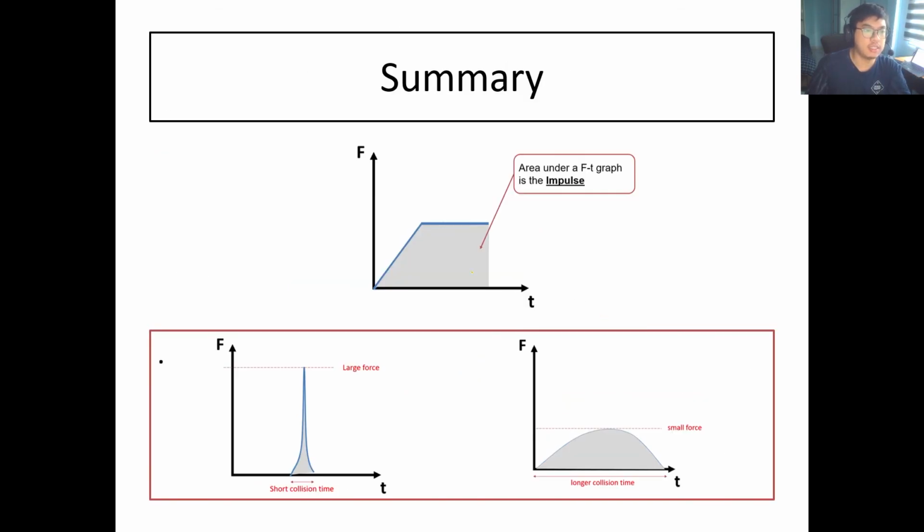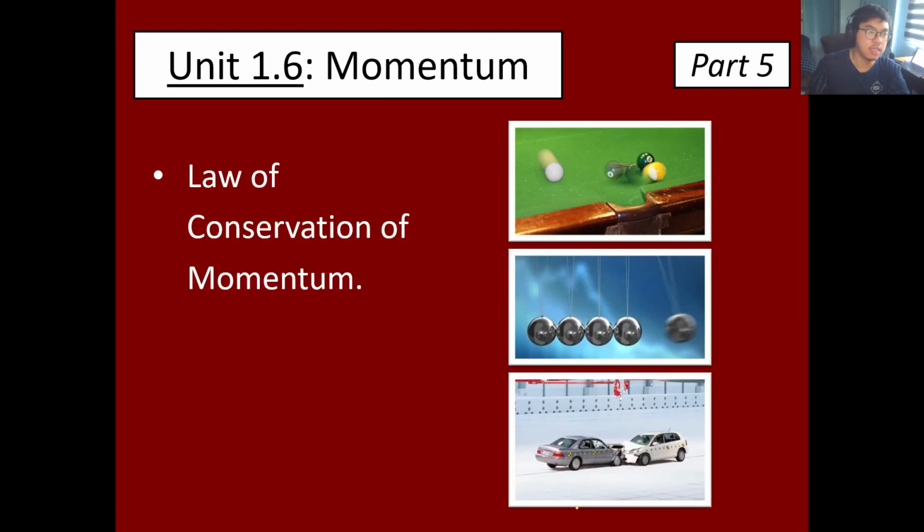So to summarize, you can draw a force time graph, and the area under the force time graph gives you the impulse. If you have a short collision time, normally it will cause a large force. If you have a longer collision time, normally that will cause a smaller force. And for the next lesson, we're going to look at something called the law of conservation of momentum.